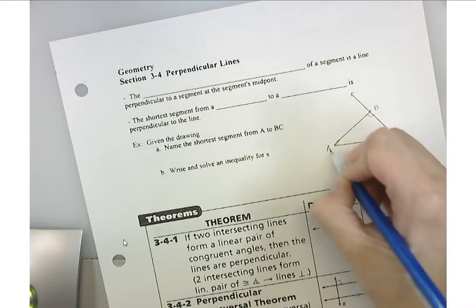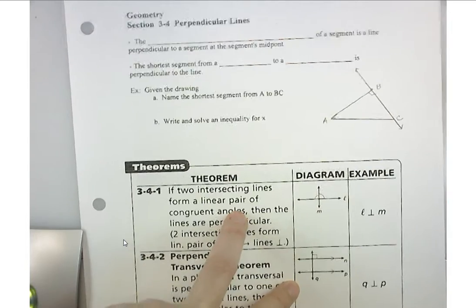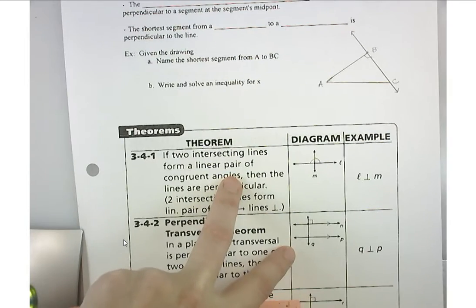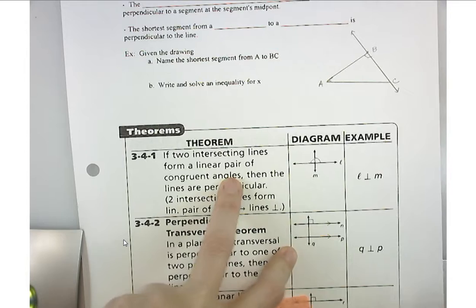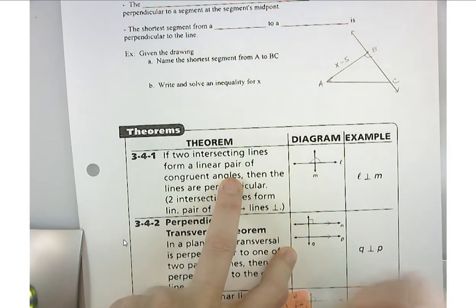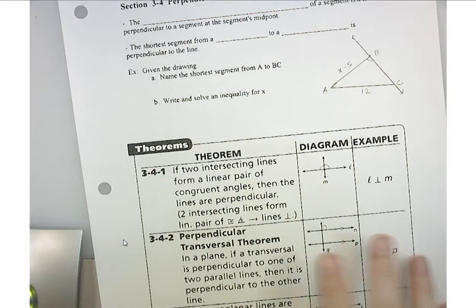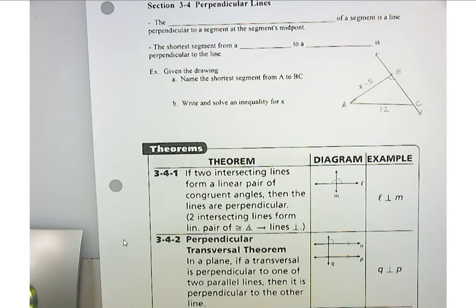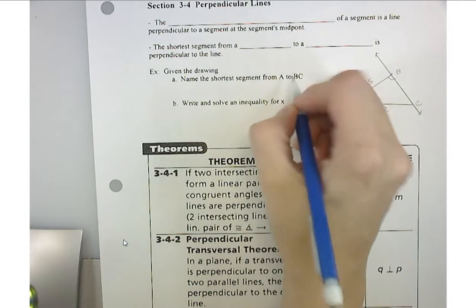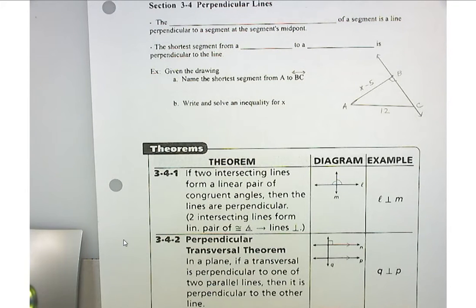And this is A, B, and C. Okay, and AB I want you to label as x minus 5. AC I want you to label as 12. Okay, so it says name the shortest segment from A to BC. BC is your line, so I'm going to put my line symbol above that.